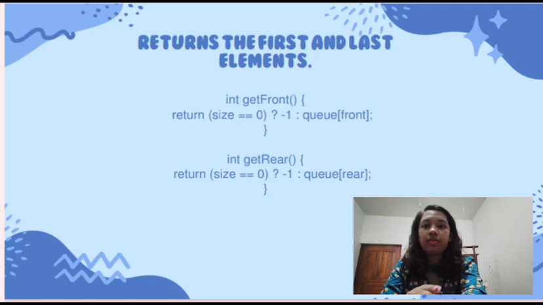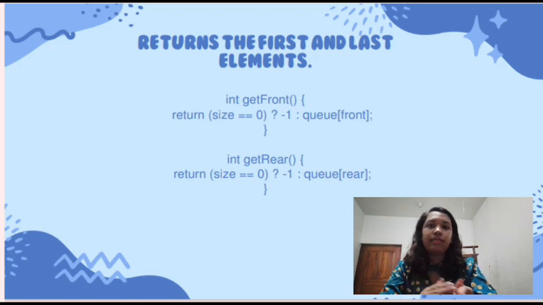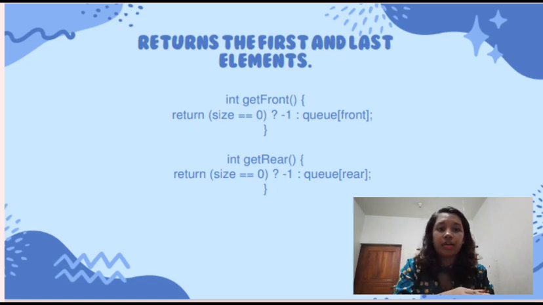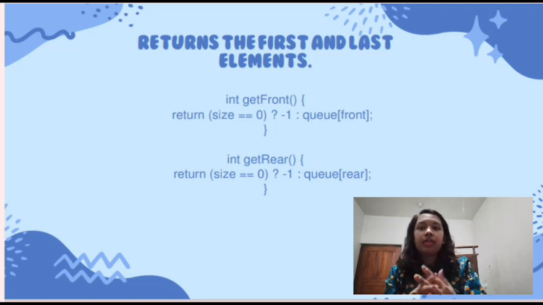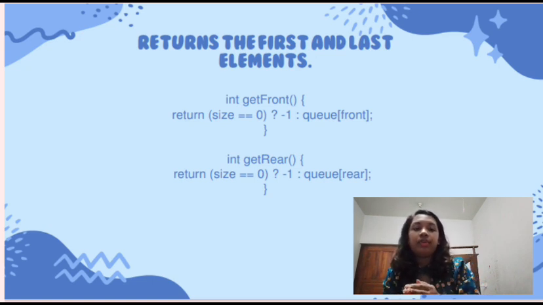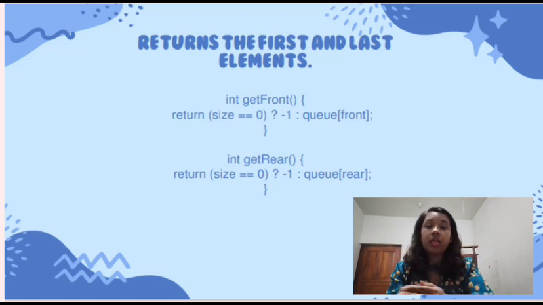So the fourth code returns the first and last elements, and there's a method called getFront. It helps to return the first element, and there's another method called getRear, which returns the last element. And if the queue is empty, which means size equals 0, it returns -1 instead of an error.